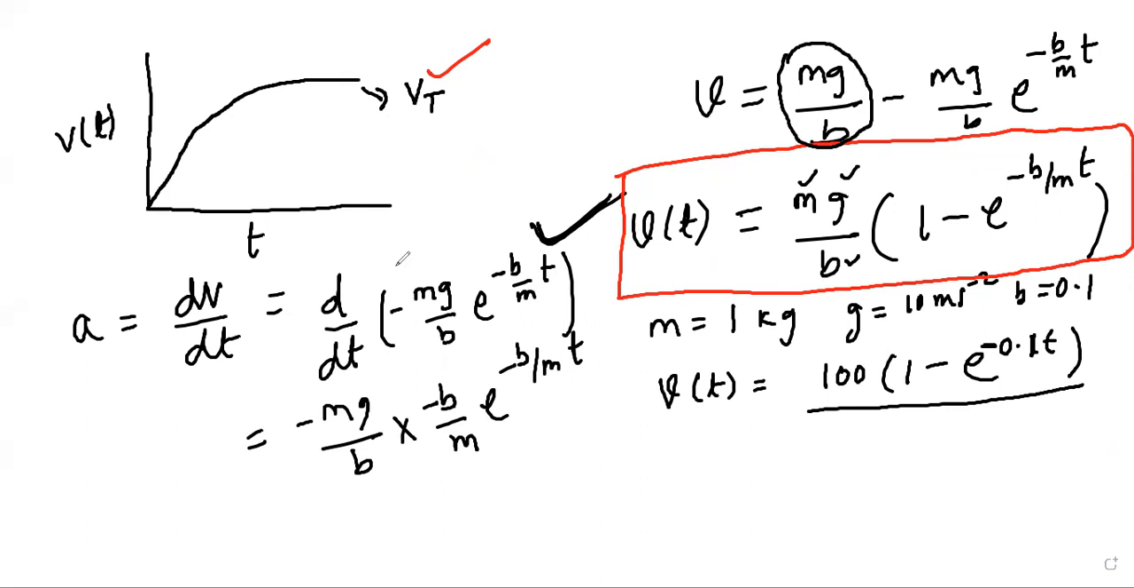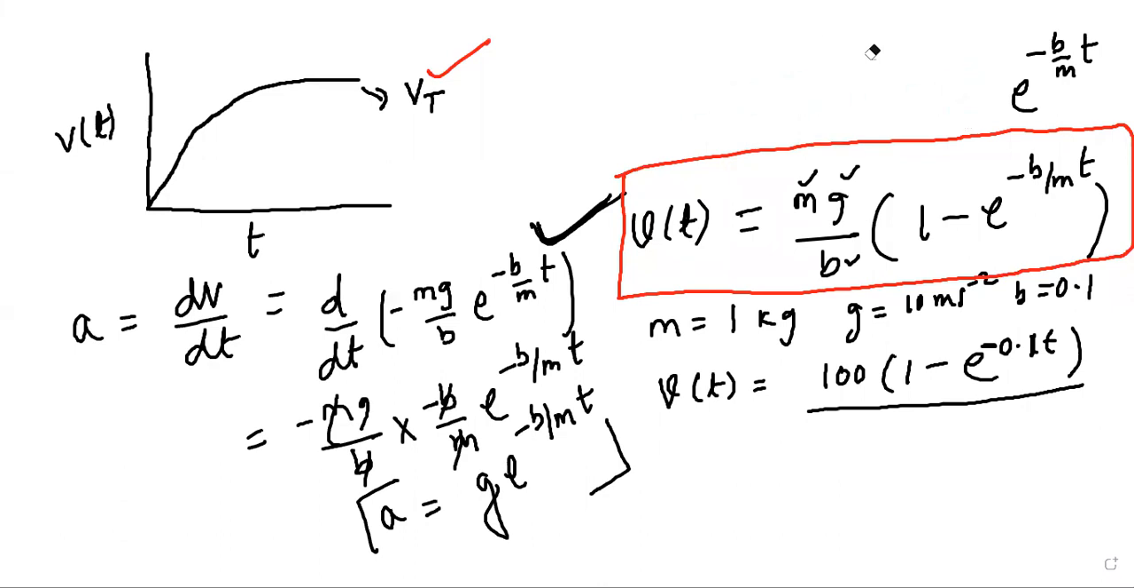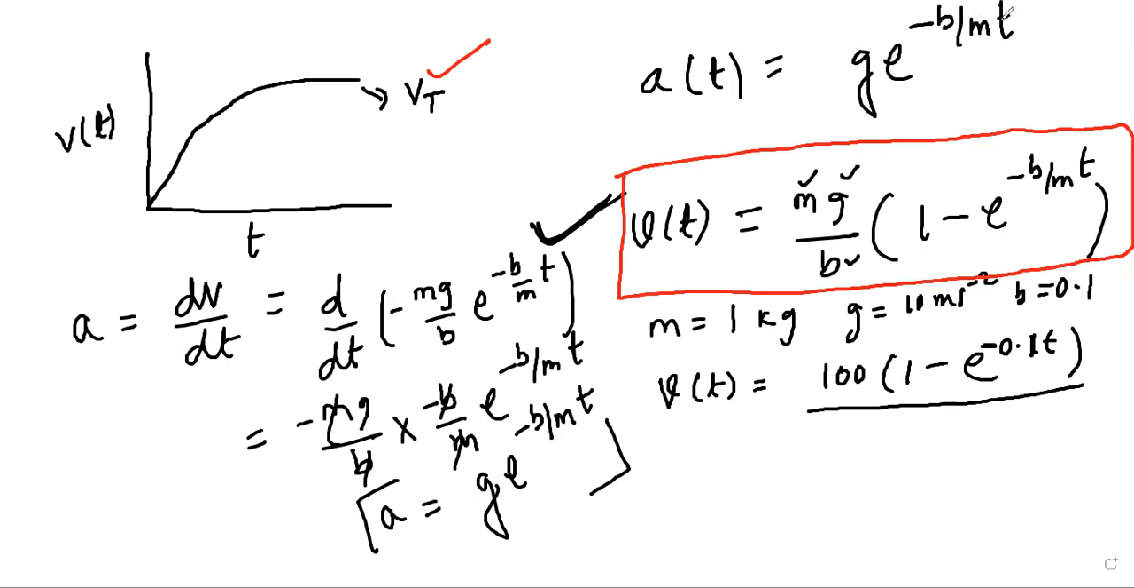Now you can see m got cancelled, b got cancelled, minus minus plus. So we got g e to the power minus b by m t. This gives you the acceleration, and you can see clearly it suggests exponential decay. So g is the original value. And then you can see how the acceleration will look. As a function of t, we can write this to be g e to the power minus b by m t. So this way you can write the acceleration.